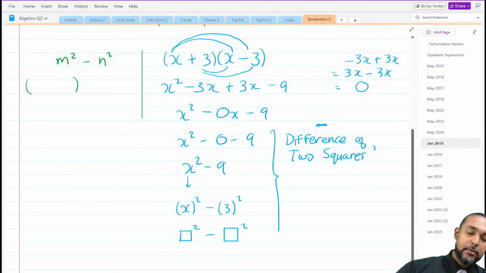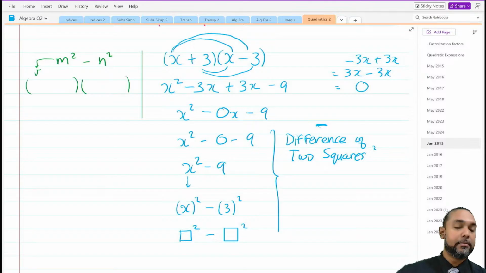We open two sets of brackets. You find the square root of the first term. What's the square root of m squared? Just m, right? And you put it first.